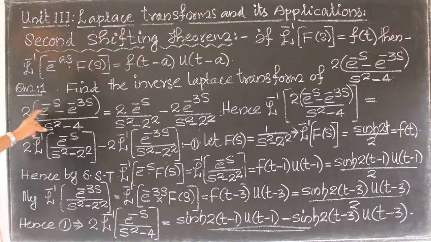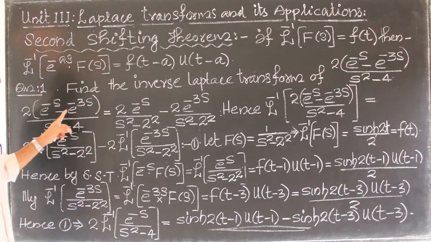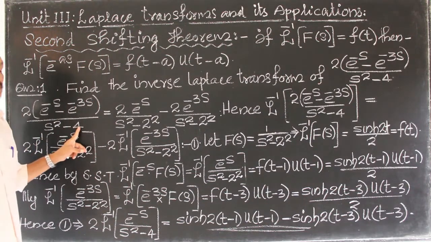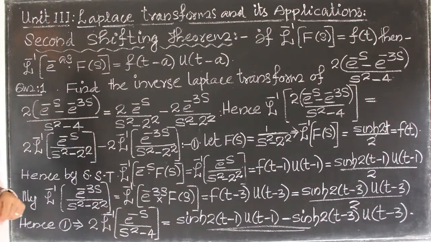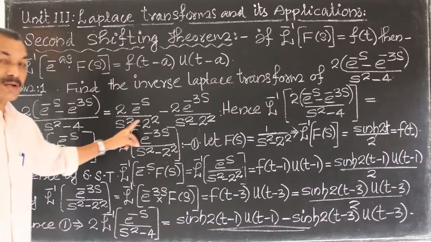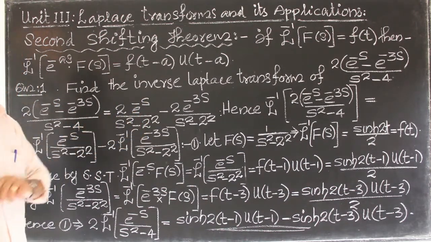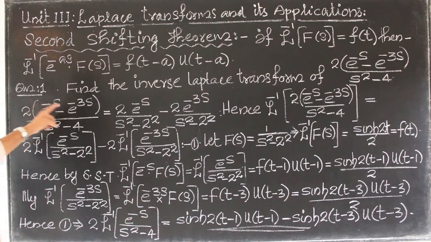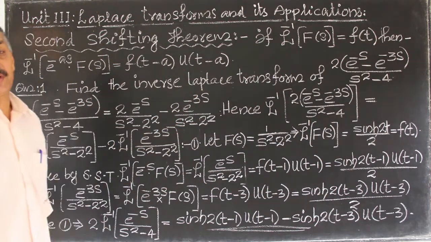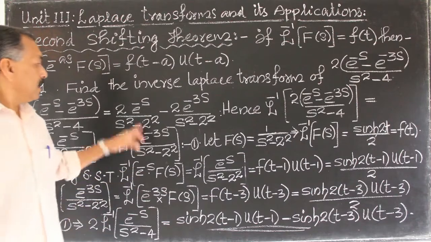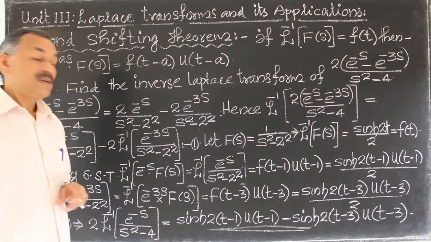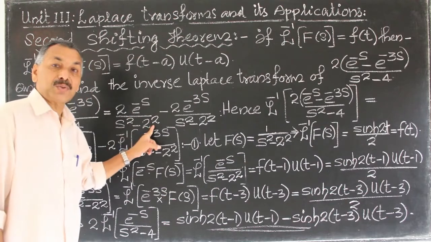What is 2 into e raised to minus s minus e raised to minus 3s divided by s square minus 4? Split it into two: 2 into e raised to minus s divided by s square minus 2 square, since 4 means 2 square, minus 2 into e raised to minus 3s divided by s square minus 2 square. And then e raised to minus as into F(s). Then what is F(s)?